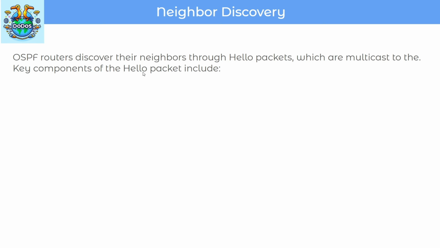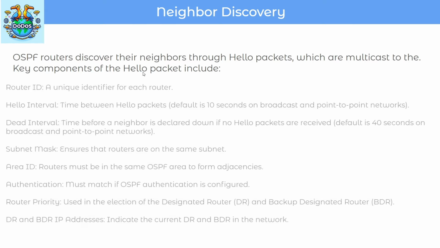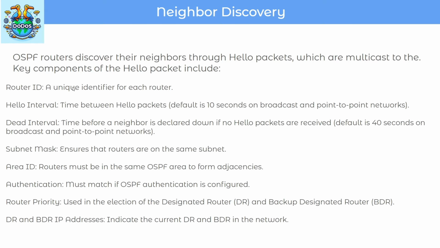Key components of the hello packet include a router ID, which is a unique identifier for each router, hello interval, which is the time between hello packets, which the default is 10 seconds on broadcast and point-to-point networks. There's a dead interval, which is the time before a neighbor is declared down if no hello packets are received. The default is 40 seconds on broadcast and point-to-point networks.